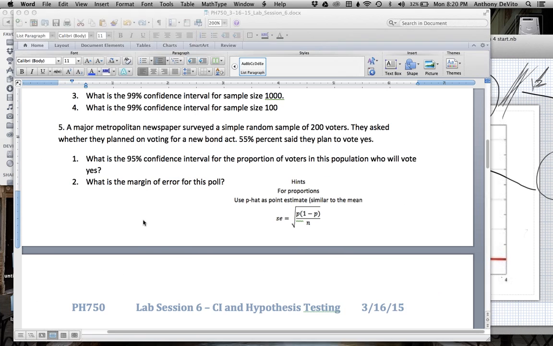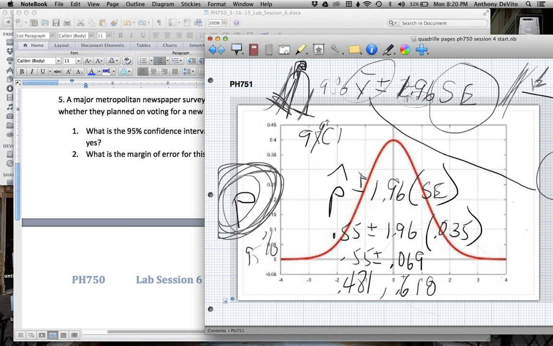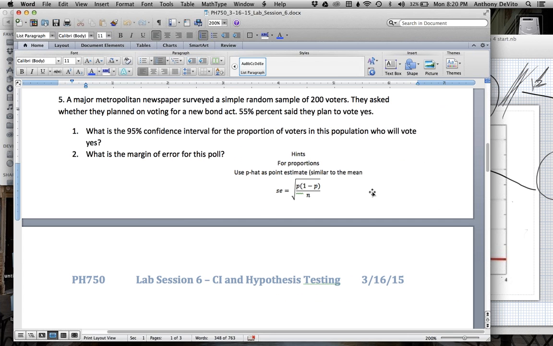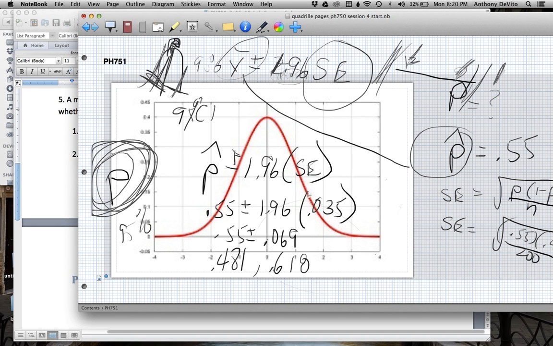Okay. What's the margin of error for this poll? Margin of error was that 0.069, right, that we're adding and subtracting. Just to let you know, I might as well bring this up now. In real polls, what they'll frequently do is ask voters who you're voting for. I'm voting for Hillary. I'm voting for Kerry. I'm voting for, and so on.